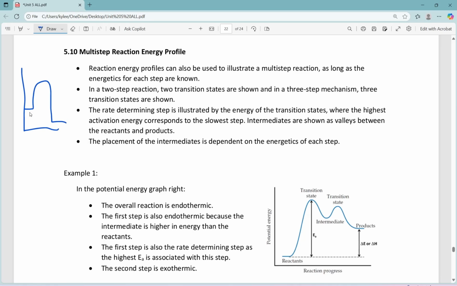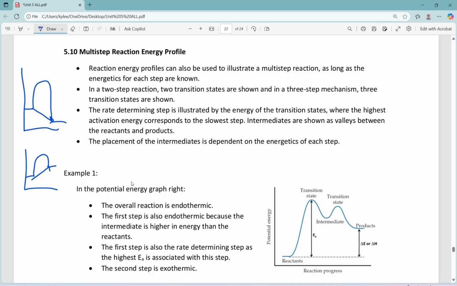And we can determine if it's endothermic or exothermic depending on whether we decrease in energy, that means energy had to have been released, or if we have something that looks like this, that means energy increased and I had to add energy to do it.